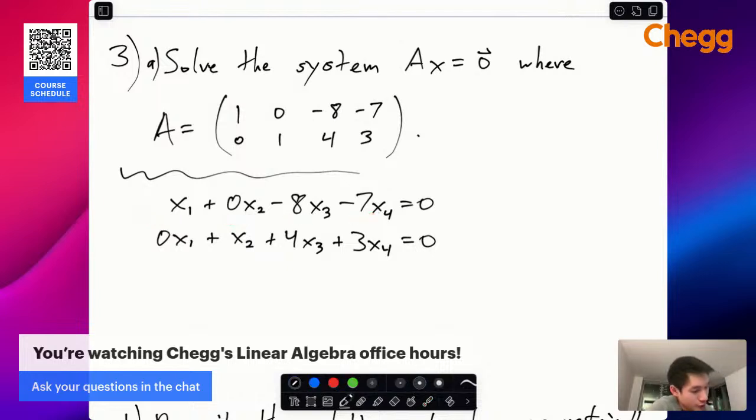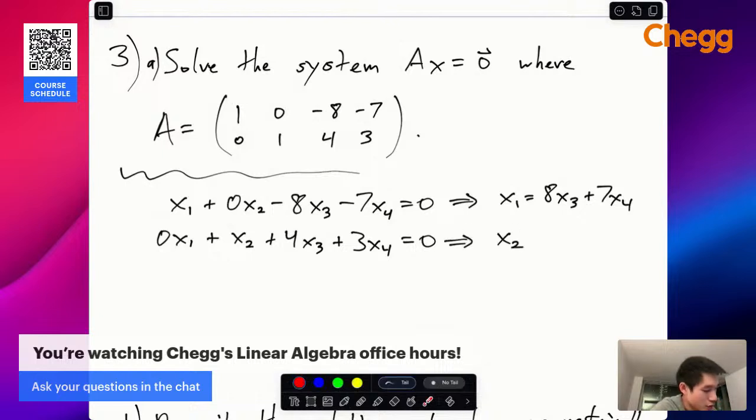And so what I do is I take the first pivot variable, which is what this one is called. In the first equation, I'm going to move everything to the other side. So this becomes x1 equals 8x3 plus 7x4. And the second equation becomes x2. So x2 is the pivot that I care about here. And so I'm going to keep this here and move everything else to the other side. What I get is x2 is equal to minus 4x3 minus 3x4.